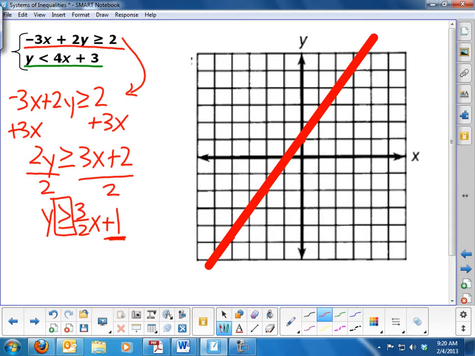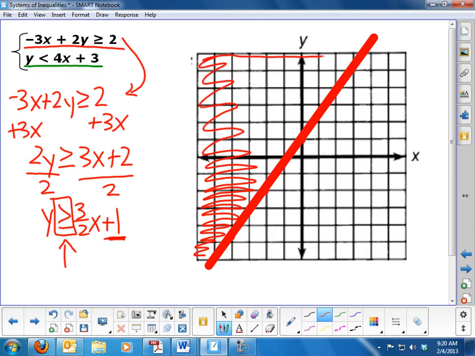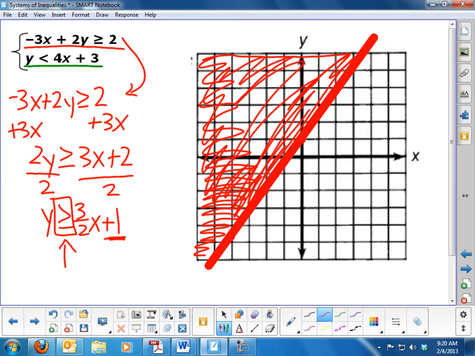And now I have to think about shading, if I want to shade above or below the line. Since I'm referring back to my symbol, I'm talking about greater than. I know that I'm going to shade everything above the line. So all of my solutions to this inequality are on the line, right here, or above that line.